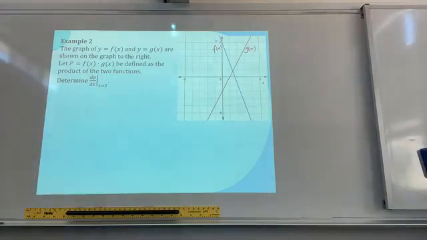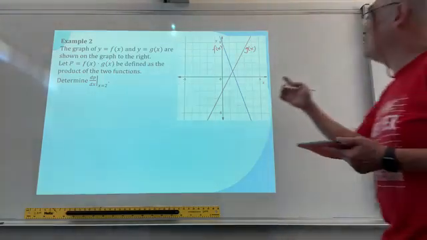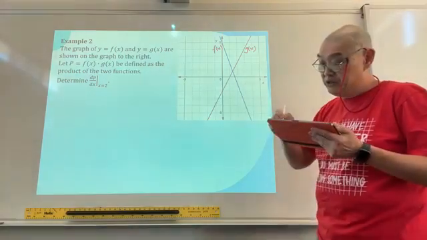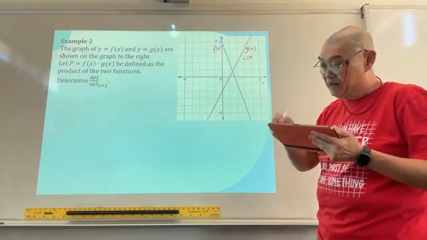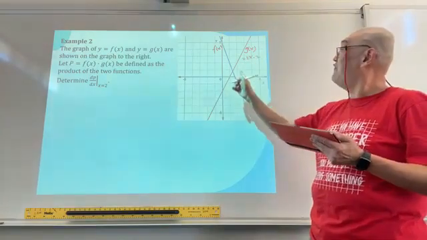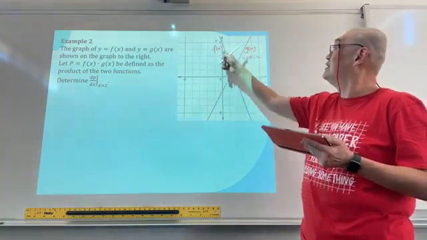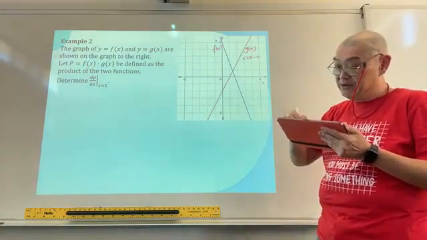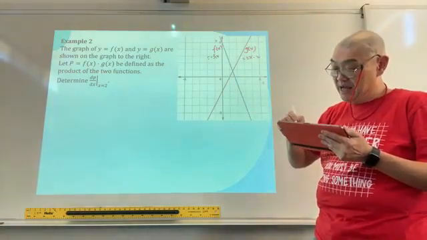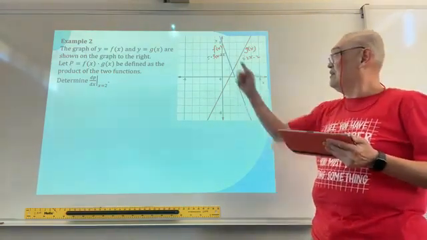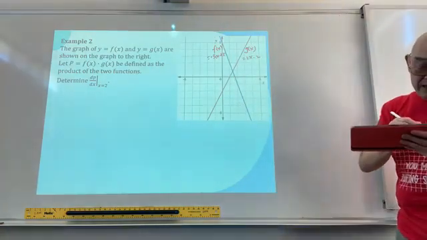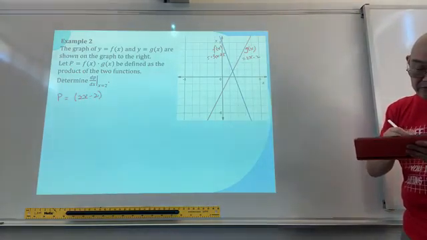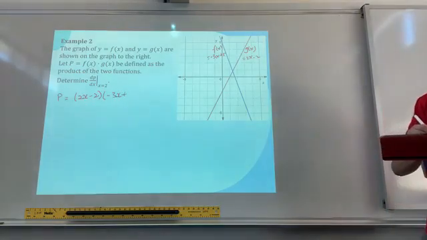Now the important thing is to look at the gradient of g(x). What is the gradient of g(x)? 2. So g(x) is 2x minus 2. For f(x), what is the gradient? Negative 3. So it's negative 3x plus 5. So now you know that p will then be equal to (2x minus 2) times (minus 3x plus 5).